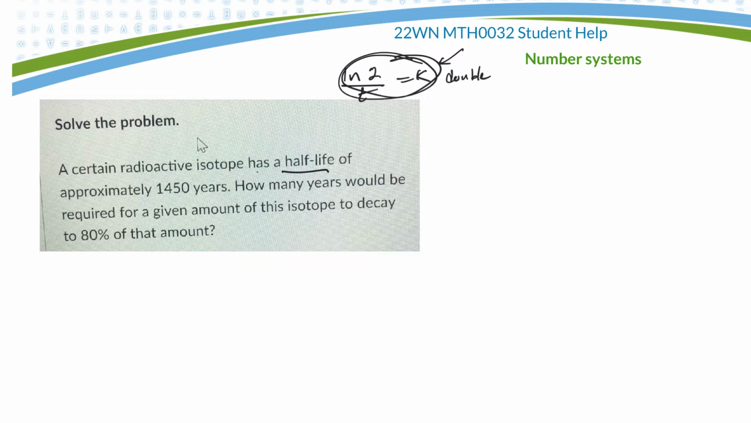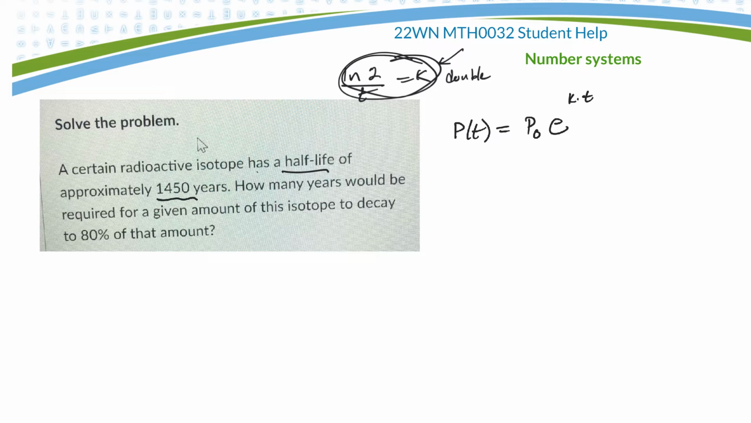I guess you could use ln of a half, but what I like to do is just use the regular formula. So the amount after a specific time is equal to how much you start with, e to the kt. Okay, and then they say it has a half-life. So that means that it goes from one amount to half of that in 1450 years.